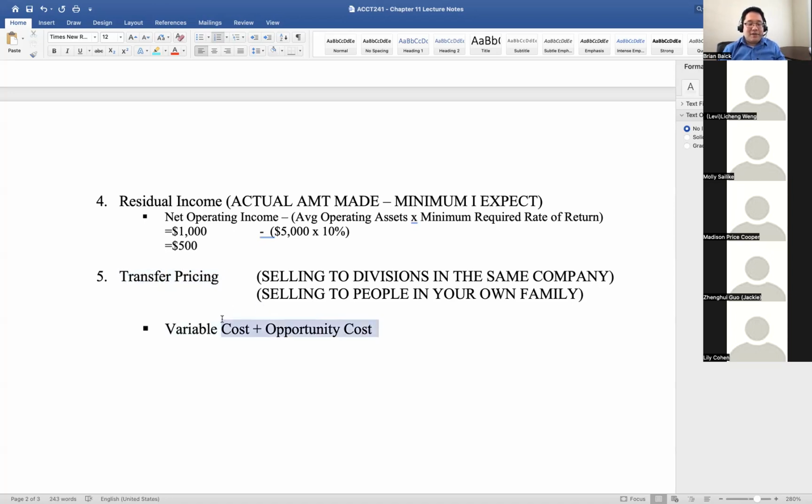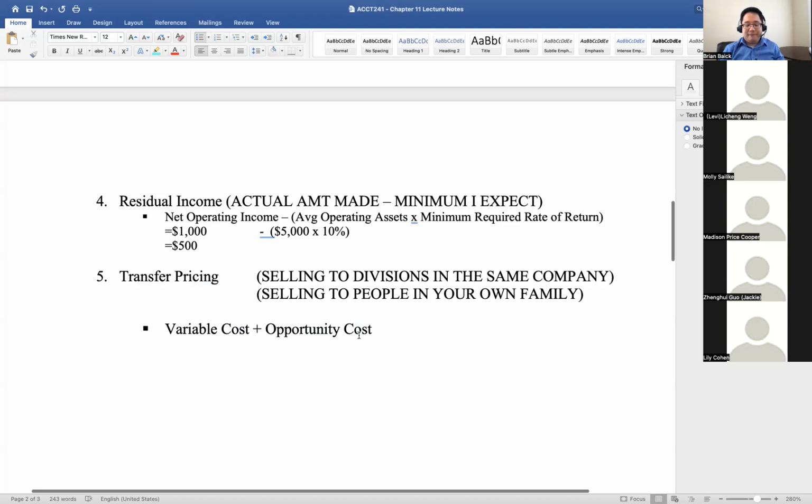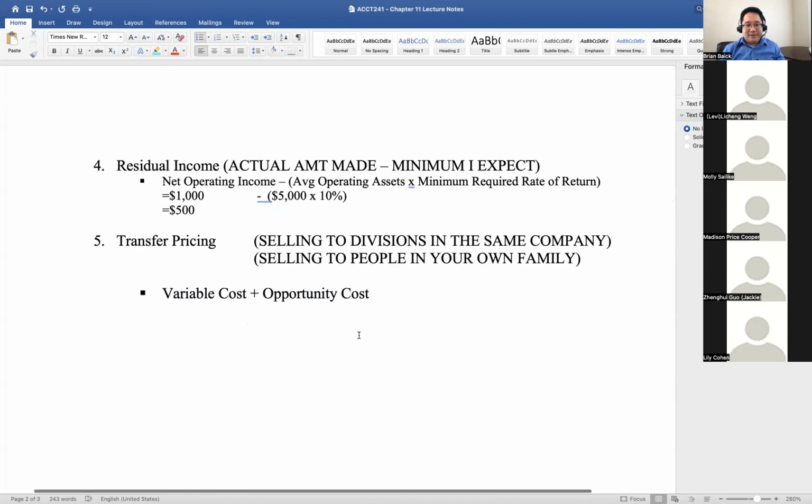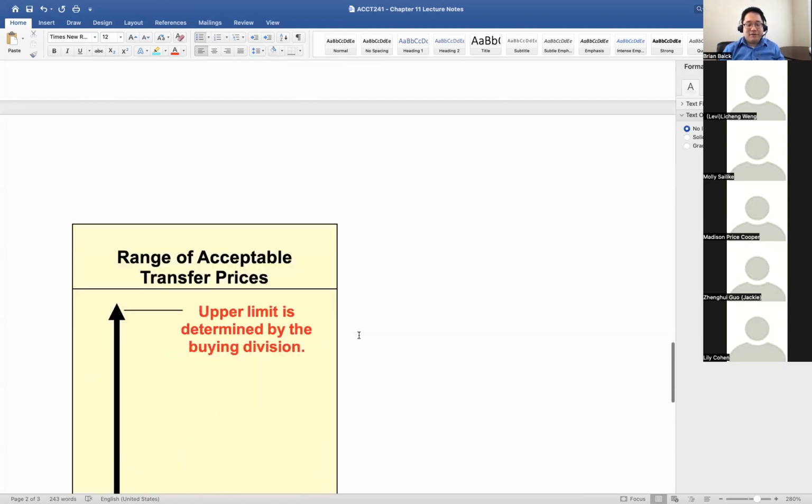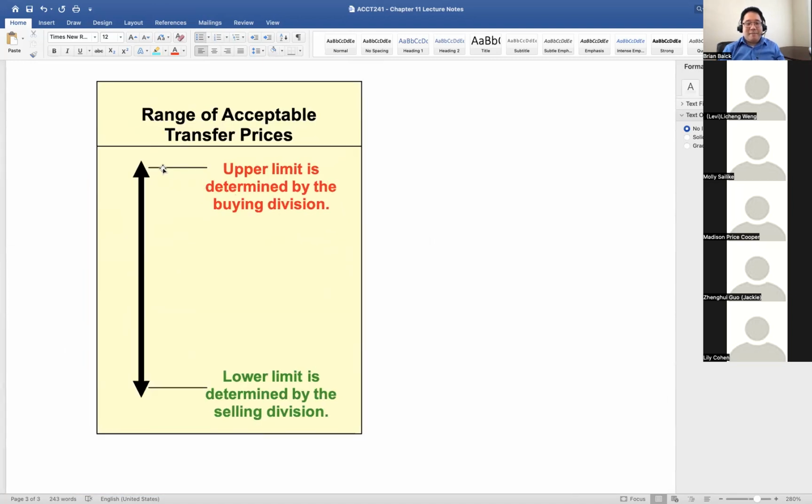We'll talk about next time that the rule for transfer pricing is variable cost plus opportunity cost, right? And when it comes to transfer pricing, who sets the maximum? Do you think the buyer or the seller sets the maximum? The buyer. That makes sense, right? If you're a buyer, you say, I'm not going to pay more than $1,200 for something, right? So the maximum is set by the buyer.